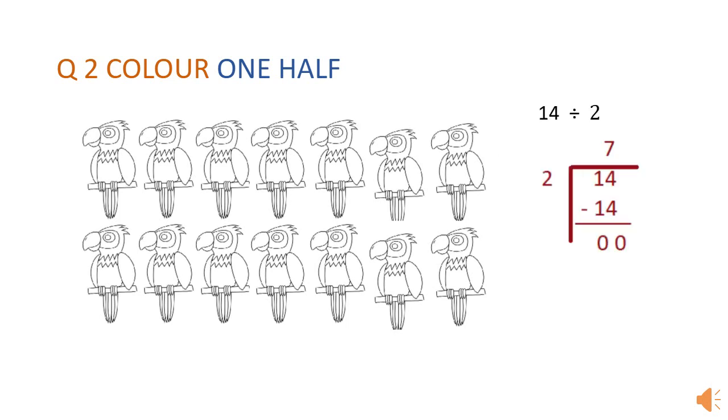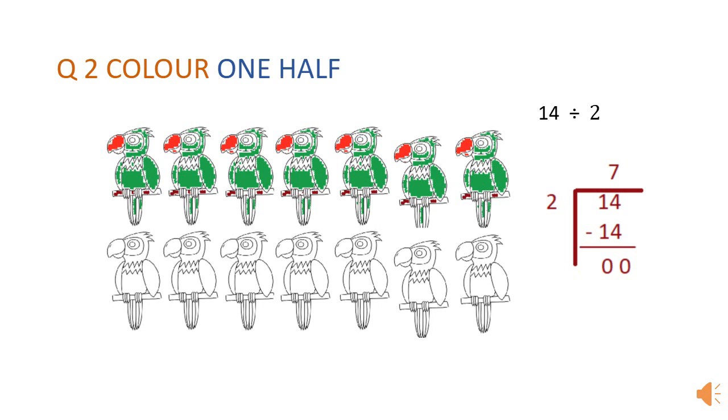It means now I have to divide 14 by 2. So here 2 sevens are 14. You can see at the right place I have done the division also. You also will have to do the same to know how many parrots you need to shade. So here 14 divided by 2 is 7. So I have to shade 7 parrots and here you can see 7 parrots are shaded.